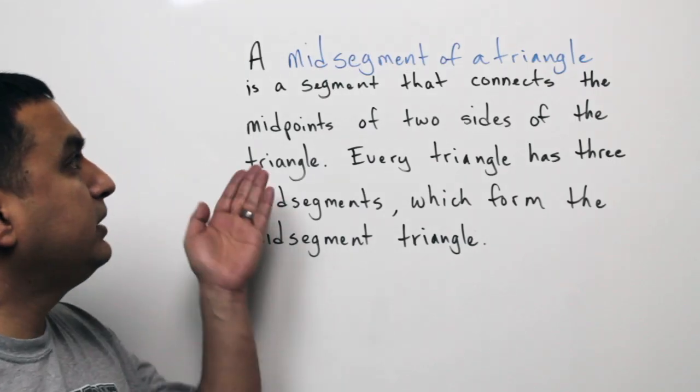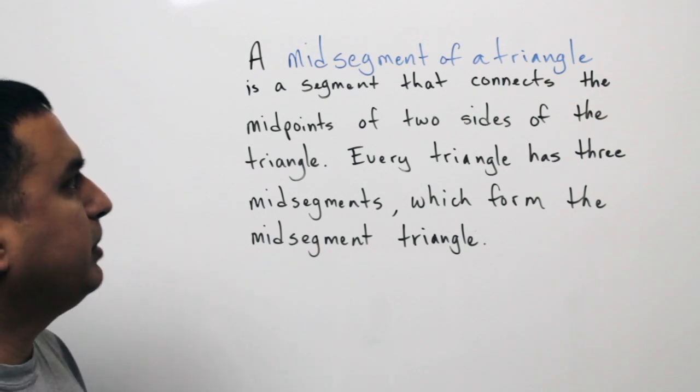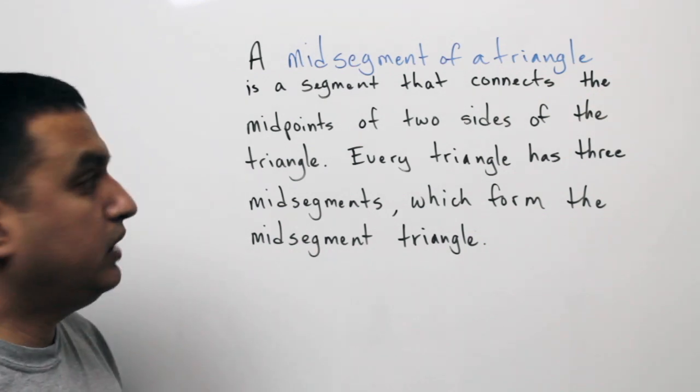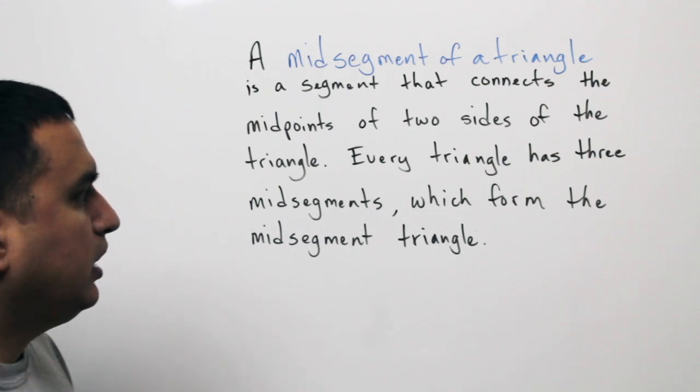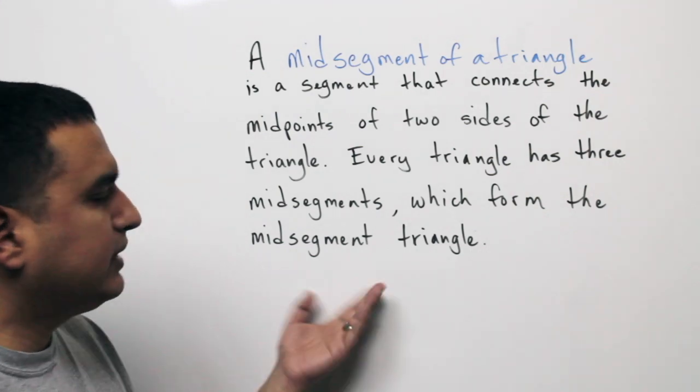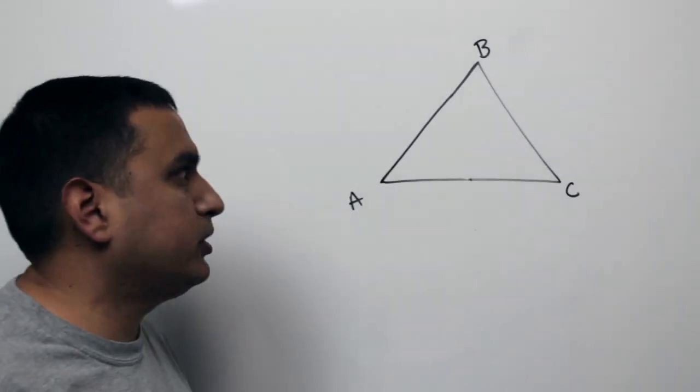Okay. A midsegment of a triangle is a segment that connects the midpoints of two sides of the triangle, and every triangle has three midsegments, and that's going to form what's called a midsegment triangle. Okay, so let me show you what I mean.